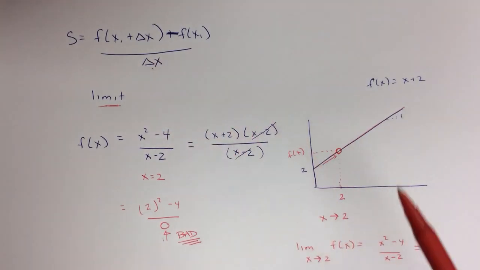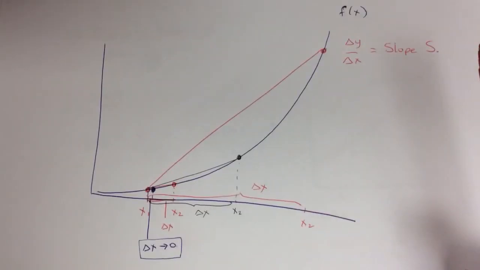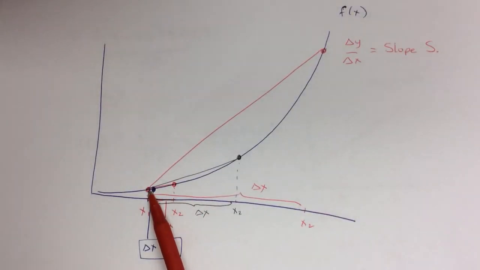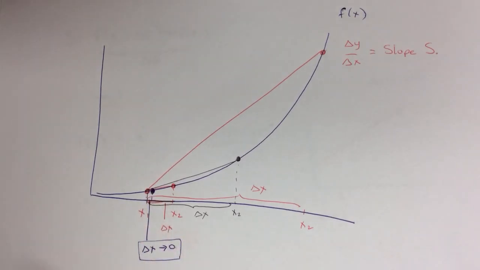Therefore, we need to use the idea of the limit to be able to define the slope of a tangent line at a given point. And that's what we're going to do next, is to use the definition of limit to identify the slope of the tangent line.